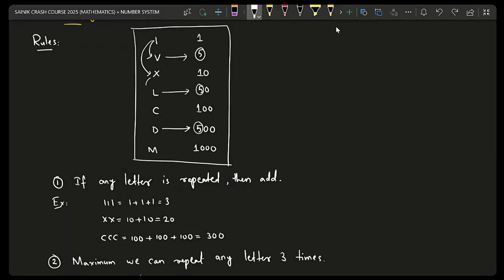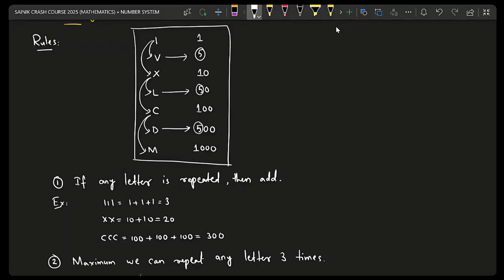That is, X can be subtracted from L and X can be subtracted from C. But you cannot subtract X from D, that is the wrong way of writing. And you cannot subtract X from M, that is also the wrong way of writing. Similarly, from which letters can C be subtracted? C can be subtracted from D and C can be subtracted from M. Obviously, because only the two letters left after C are D and M.